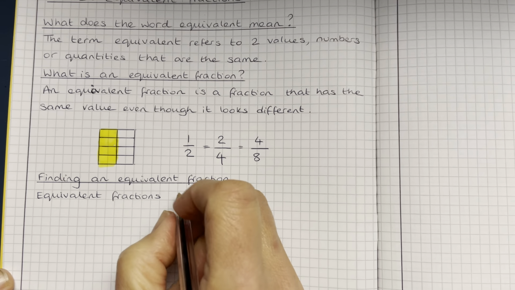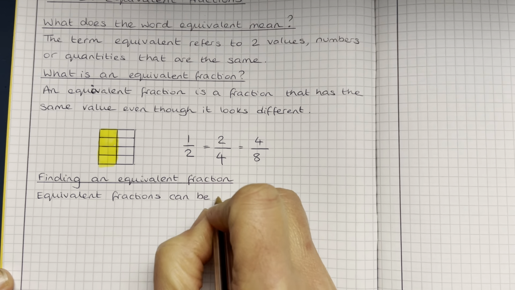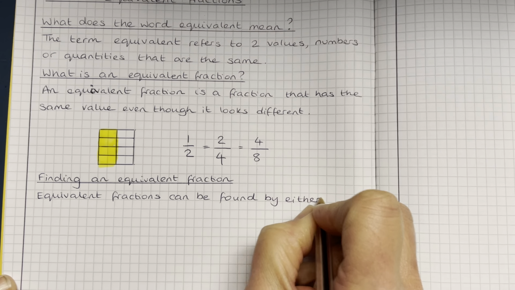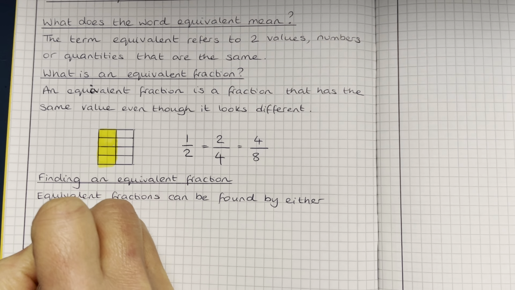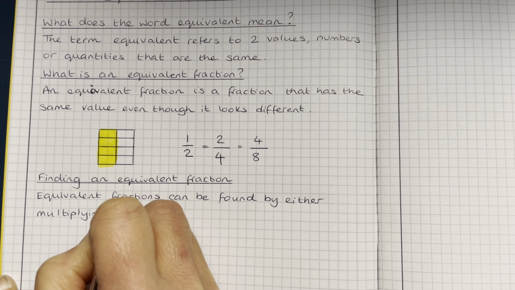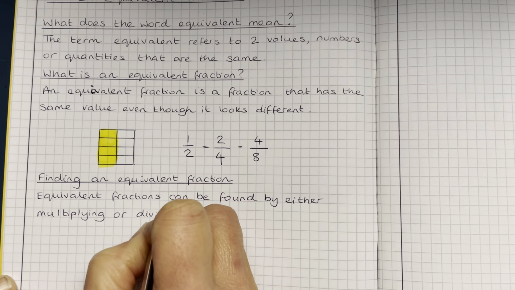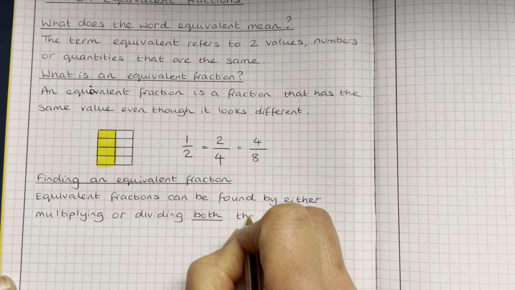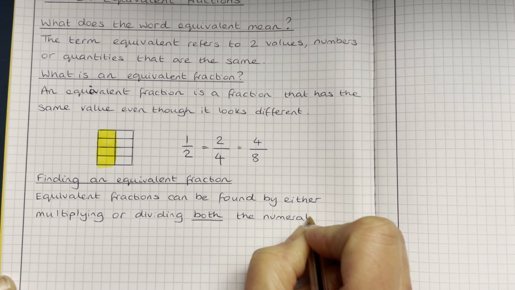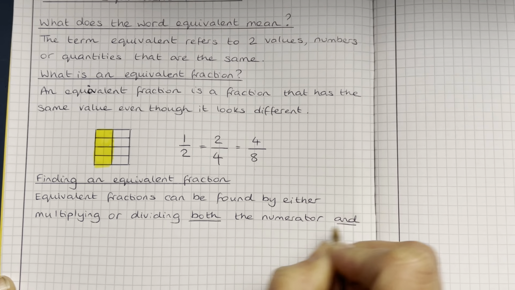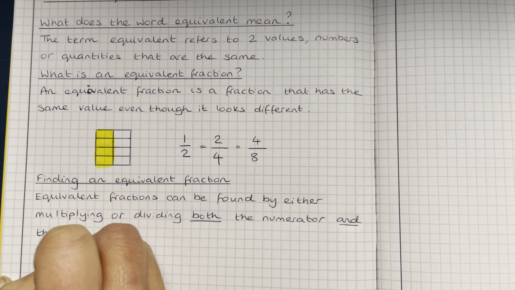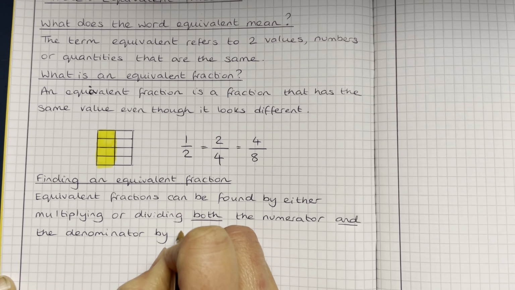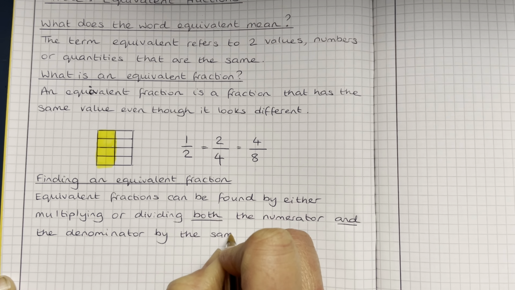So equivalent fractions can be found by either multiplying or dividing both the numerator and the denominator by the same number.